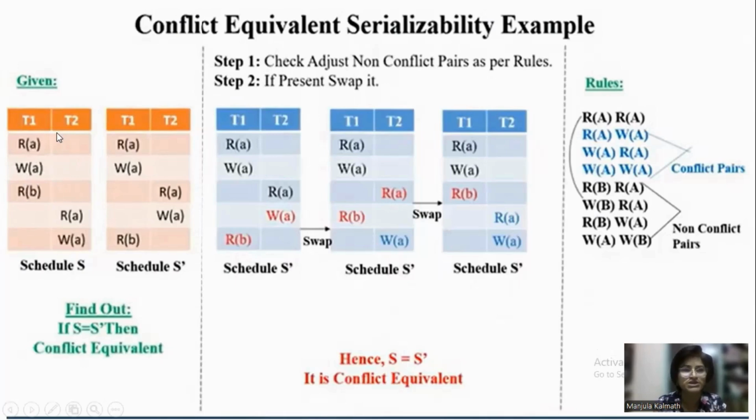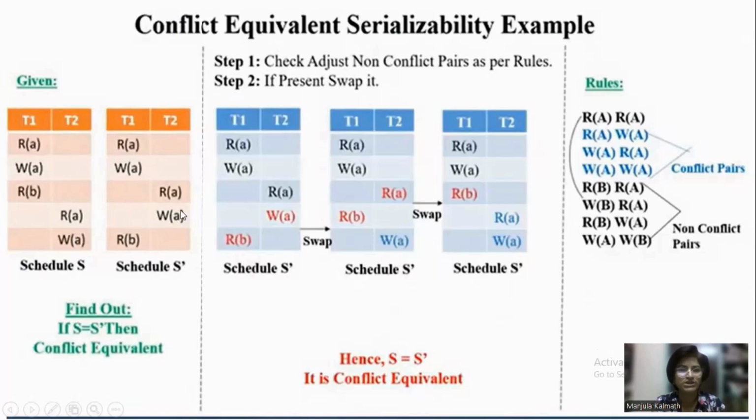How it will take, means in this example we have two transactions. It is given that read A, write A, and read B. And after that, we have read A and write A. This is a serial schedule, and this one is a schedule S dash. This is S and this is S dash. Means this one we have to convert into this format because it is serial. After completion of T1, it is started with T2. So here we have T1 and T2, they are having the interleaved operations.